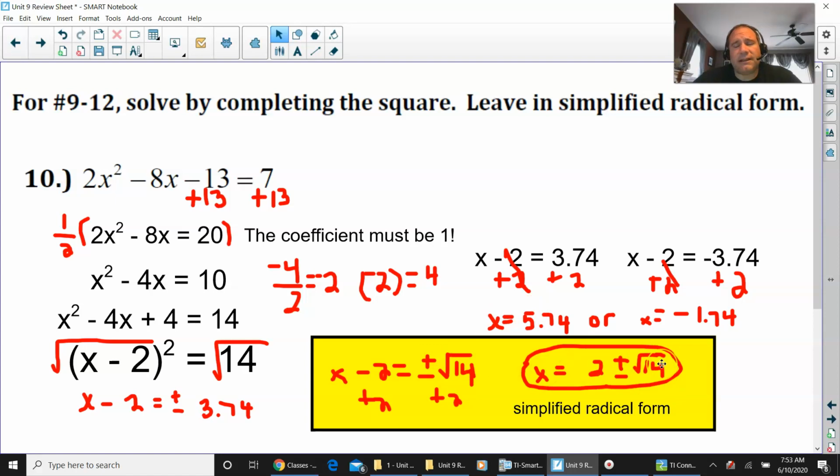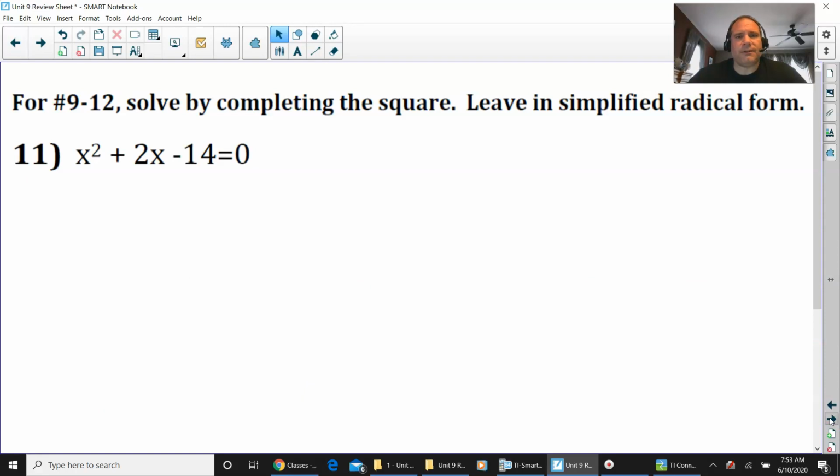And again, you're looking at that 14. You cannot simplify it any further. There's no perfect square factor that goes into 14, and that's the reason why. Let's go on to number 11.